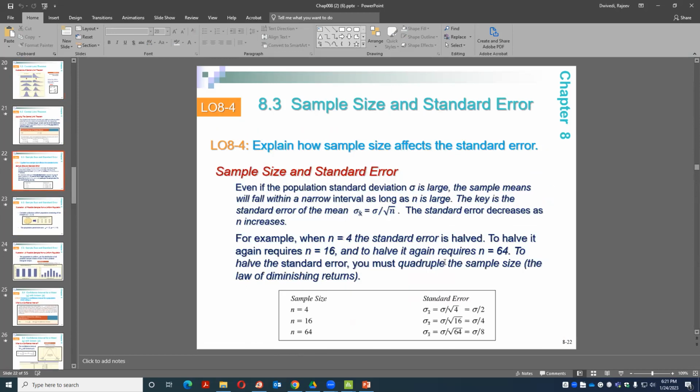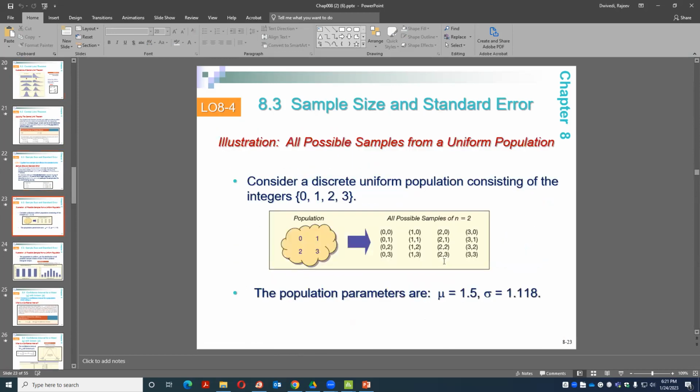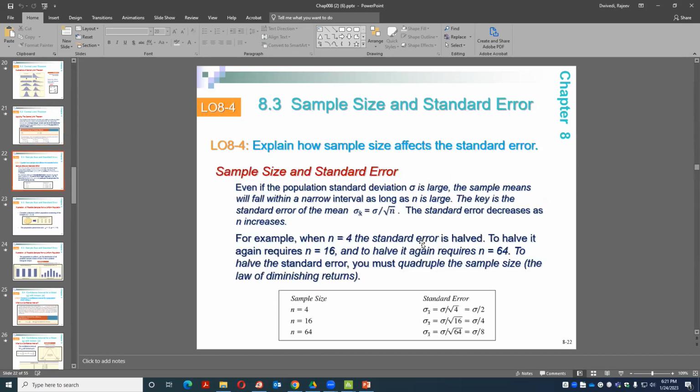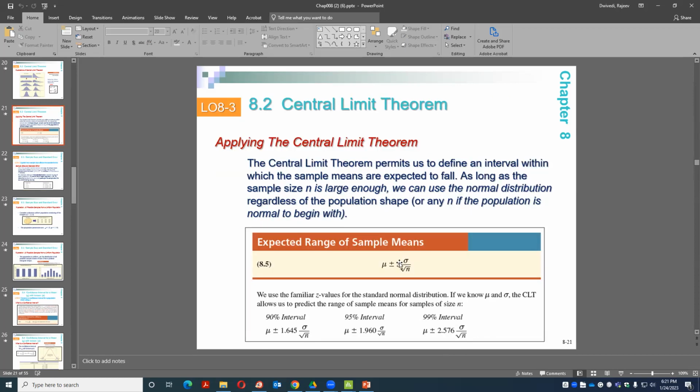So this part, sorry. This part after plus minus is called margin of error. What is it called? Margin of error. And this is called standard error. Standard error means sigma upon square root of n. So only this part is known as standard error. The complete term including z is known as margin of error.